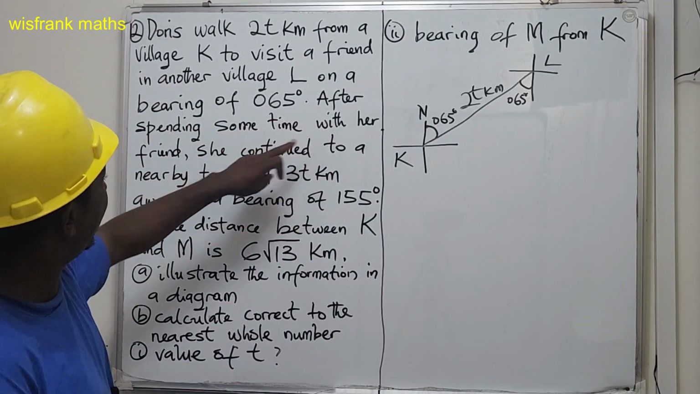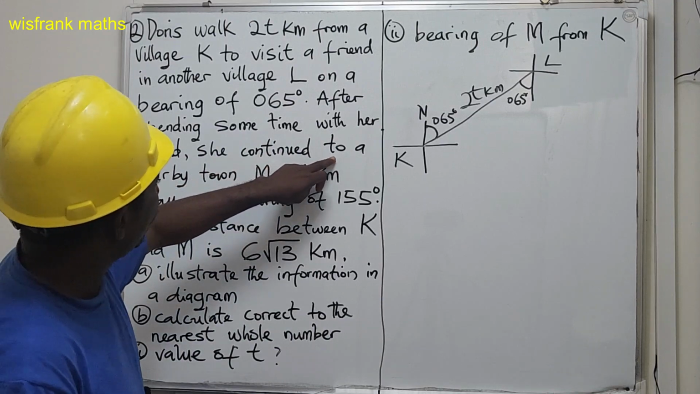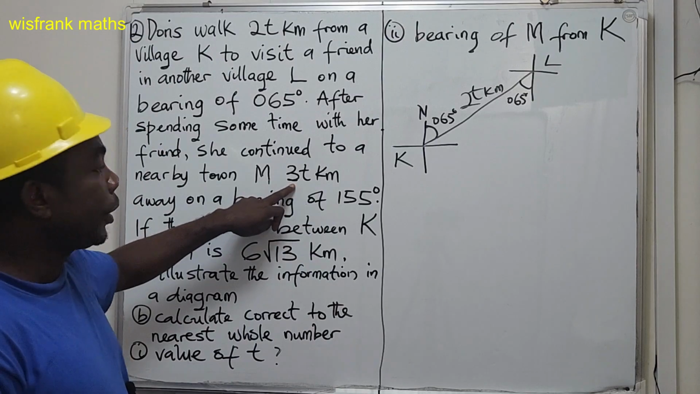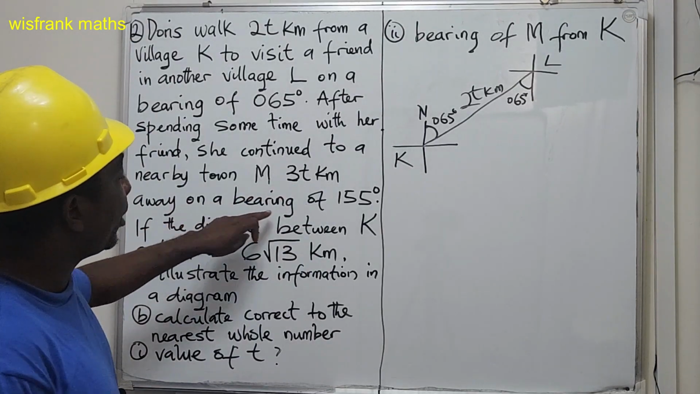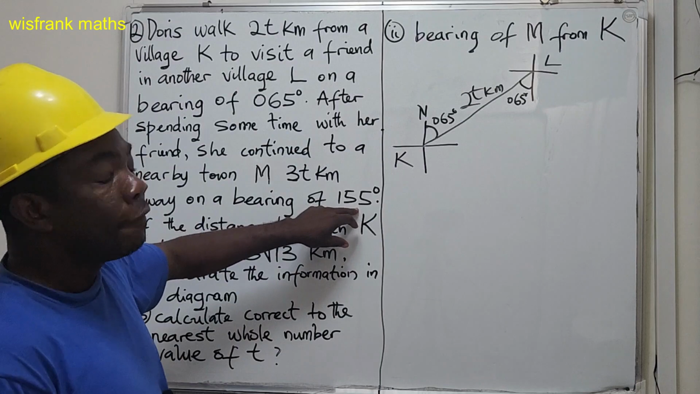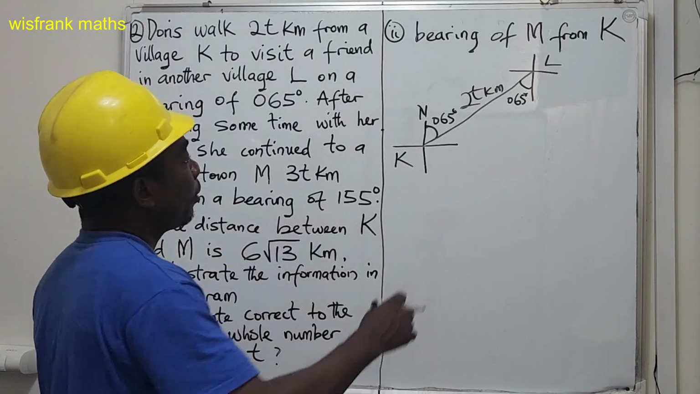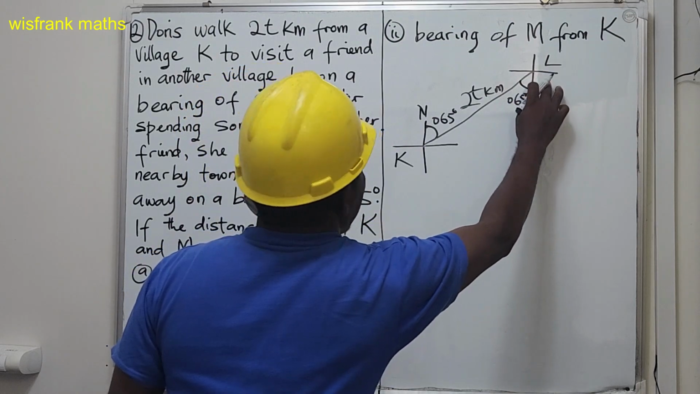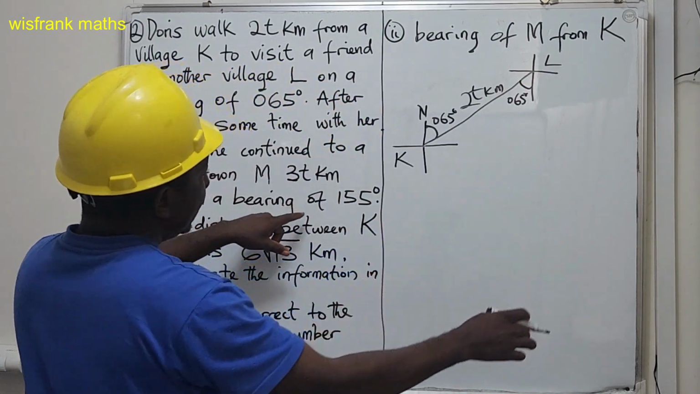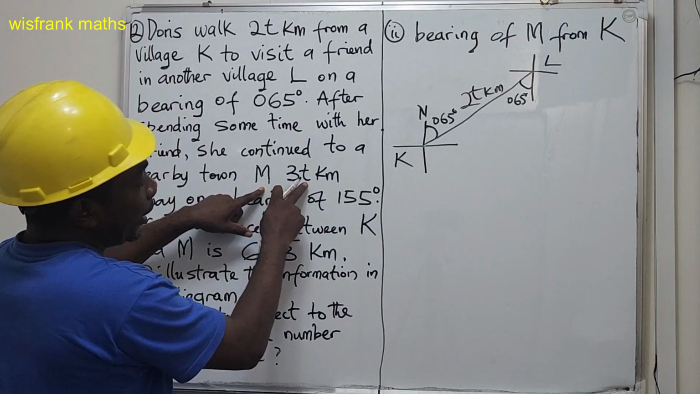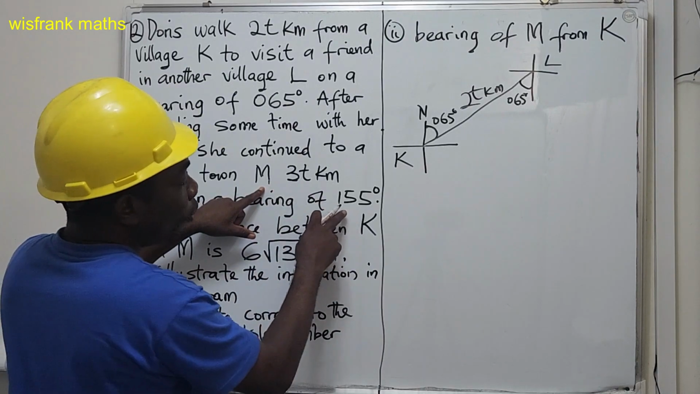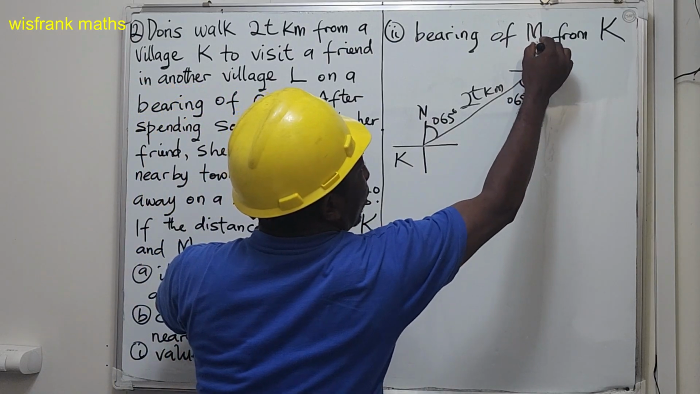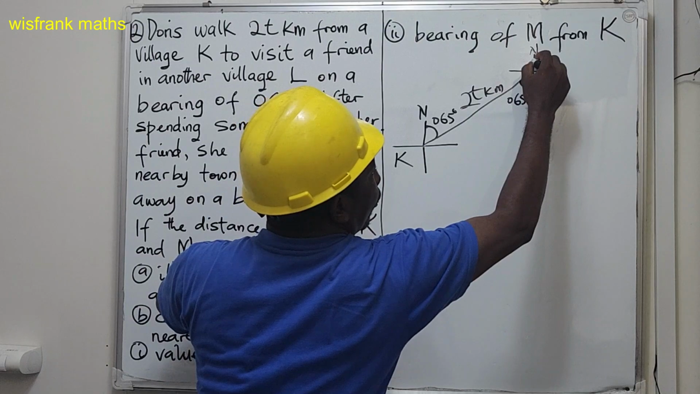After spending some time with her friend, she continued to a nearby town M, that is 3 kilometers away on a bearing of 155 degrees. So after spending time with her friend in this town L, she moved to another nearby town M, 3 kilometers away on a bearing of 155. So from our north here, we are going to move from here to here.